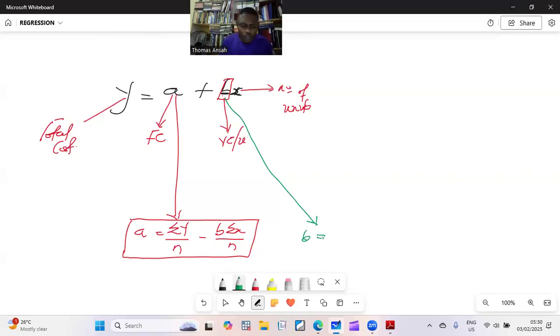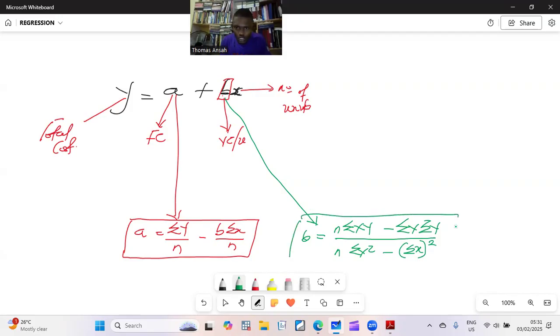How do we find B? B is given by N sigma XY minus sigma X sigma Y, all over N of sigma X square minus sigma X, into brackets, square. So this is how you find B. All right, so when you get it, you can now slot it into the formula.